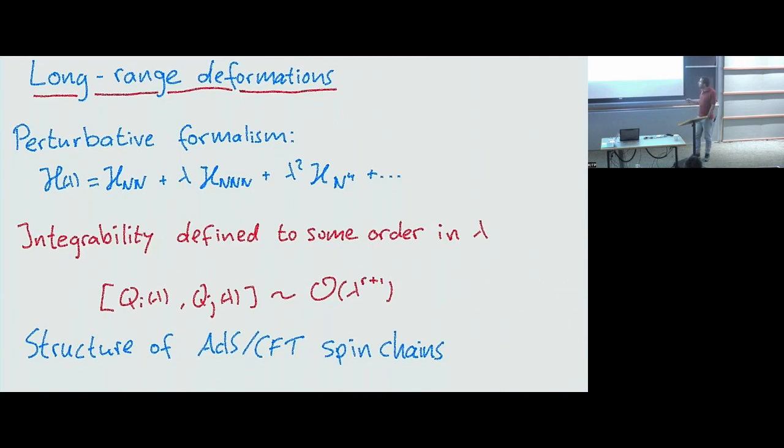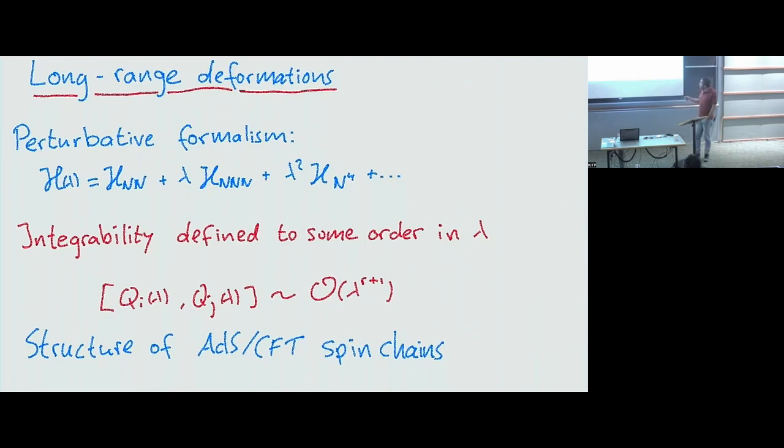Okay, so the long-range deformations that we looked at are ones that are perturbatively formulated. Your Hamiltonian depends on the parameter lambda, and at leading order it's just a nearest neighbor Hamiltonian. At the next order you will have a next-to-nearest neighbor term, and at the order afterwards the next one, and so on. So at each order in lambda, the interaction range of your operators grows.